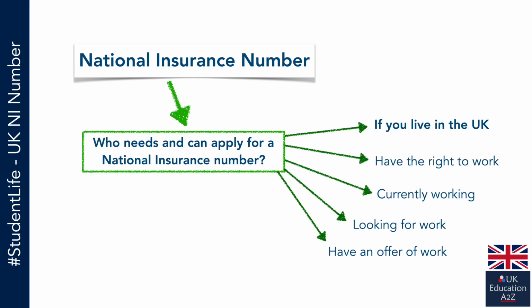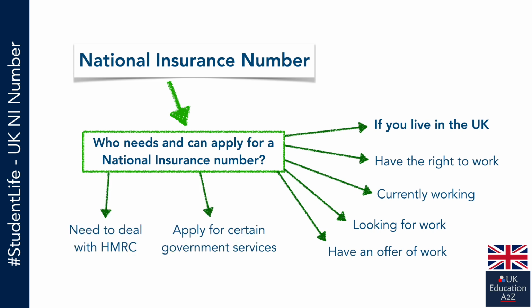So who needs and can apply for a national insurance number? You can apply for a national insurance number if you live in the UK, have the right to work in the UK, and are looking for work, or have an offer of a job. And as I said before, you do not have to wait for your national insurance number before starting work. If you can prove your right to work in the UK, you can start work while your application for your national insurance number is being processed.